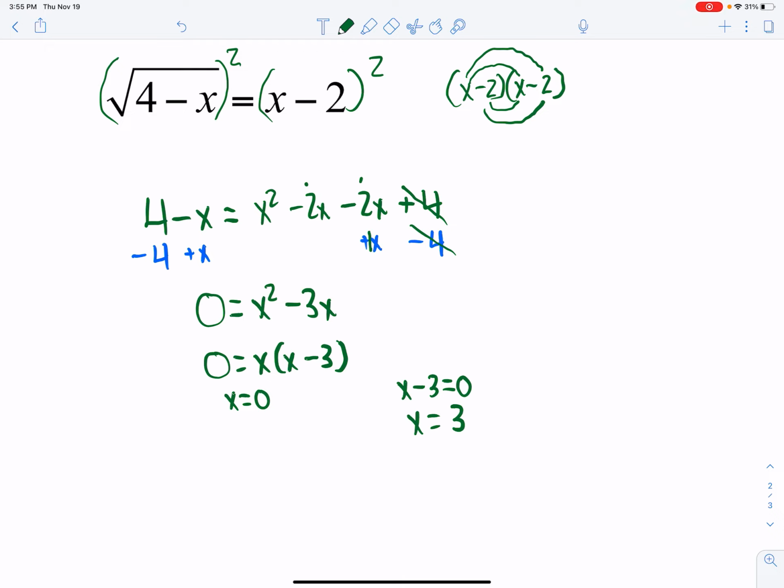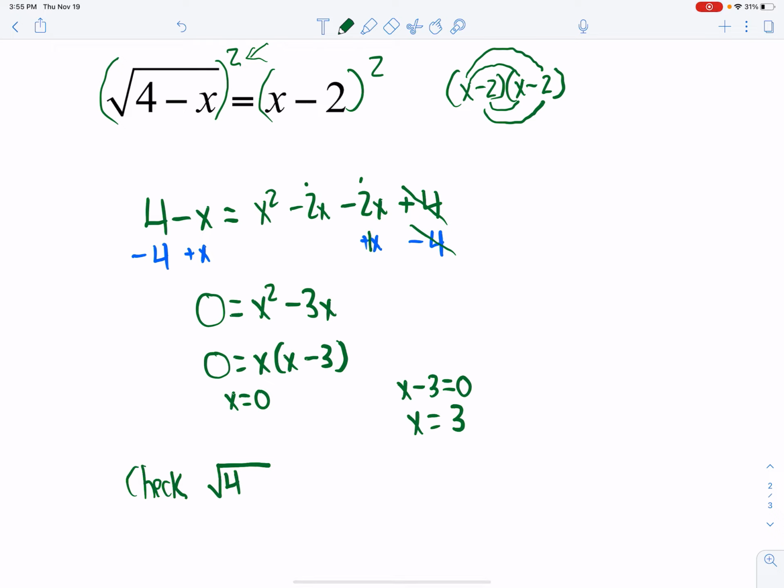But remember, because we squared both sides up in that very first step, we have to check our answers to see if one or even both of these ends up being a false answer. When we check x equals 0, we're going to look back at the original equation that we started with, and everywhere there's an x, we put a 0.